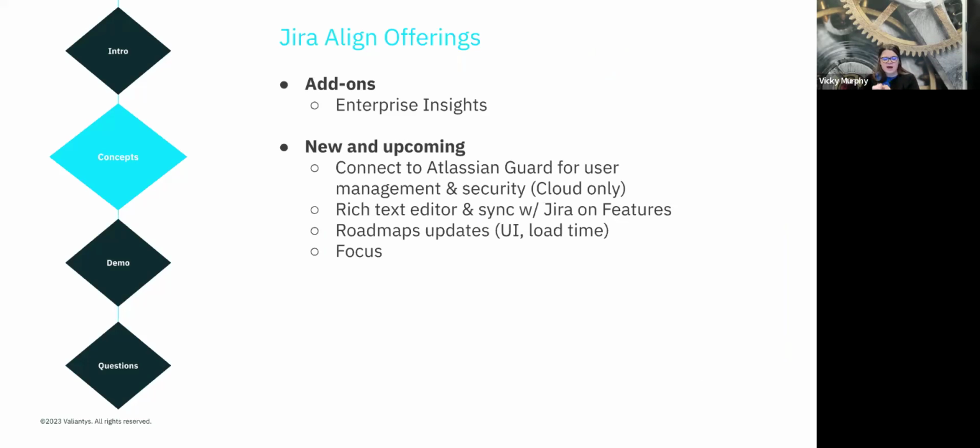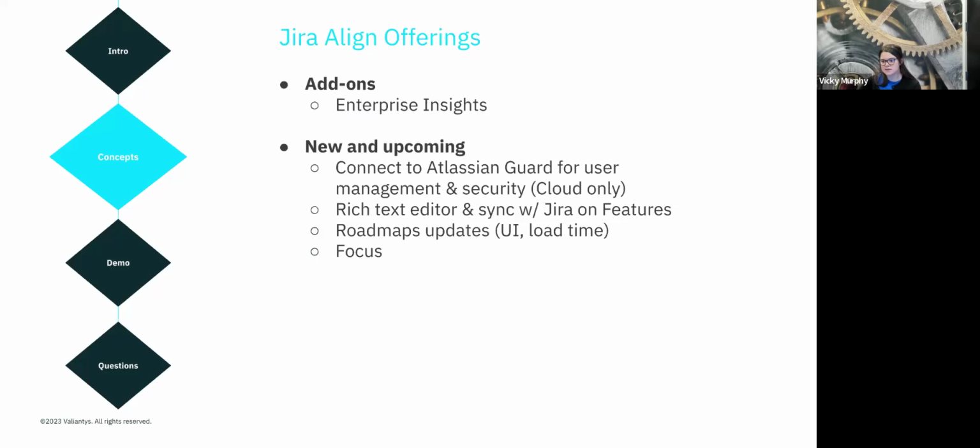Just a little bit more good to know about Jira Align. It does have one add-on. It is called Enterprise Insights. This is a data lake for Jira Align that you are able to capture all of the data from Jira Align and connect it to a BI tool of your choosing. This does include common BI tools like Power BI and Tableau. It also includes Atlassian's own BI tool, Atlassian Analytics as well. That is an individual licensing purchase outside of Jira Align.